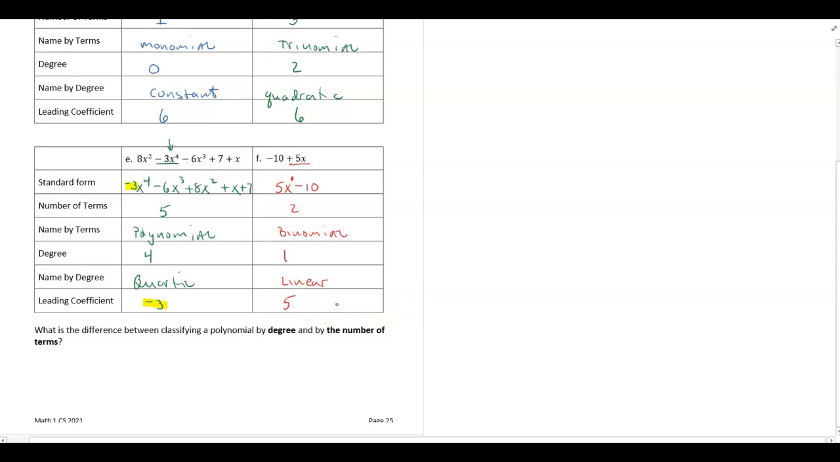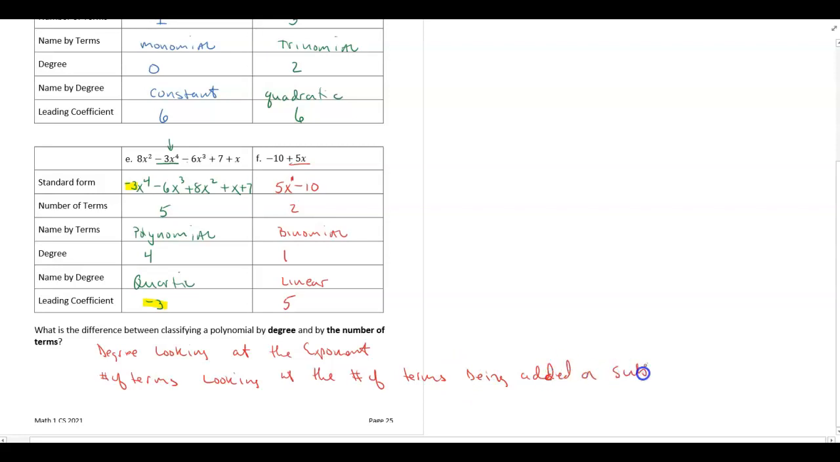Okay? So what is the difference between classifying a polynomial by degree and by the number of terms? When you classify it by degree, you're looking at the exponent. When you're doing it by number of terms, we're looking at the number of terms being added or subtracted.